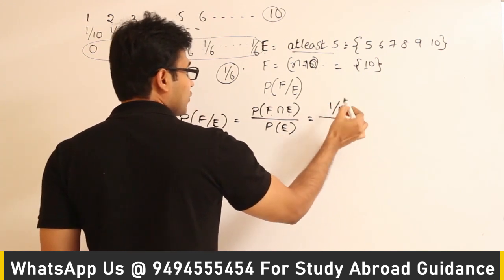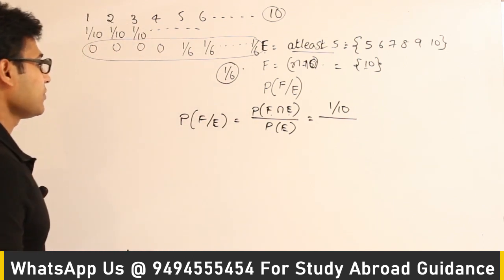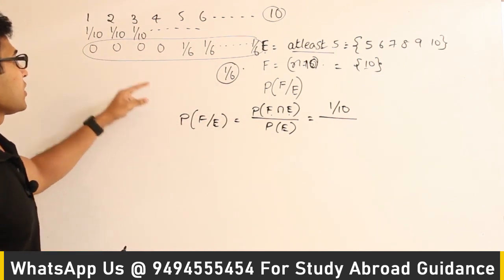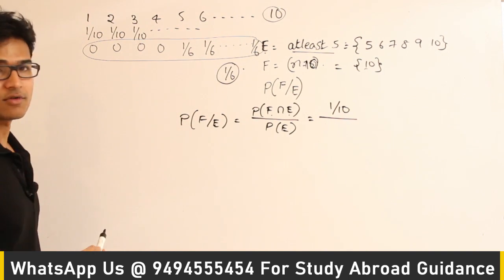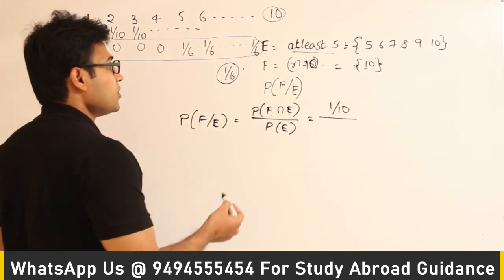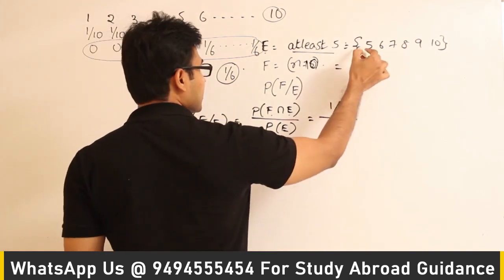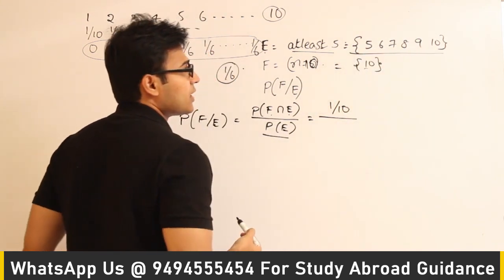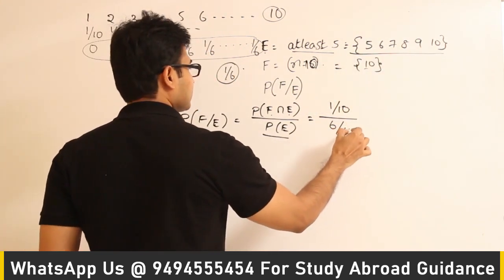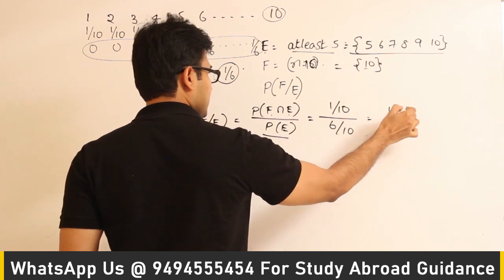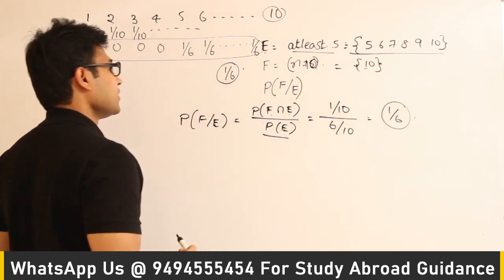Don't get confused. Don't write 1 by 6 here. So when I am writing about the formula, I am talking about the original probabilities, right, which are 1 by 10. And what about P of E? P of E is containing 6 elements, therefore 6 by 10. So it is 1 by 6. Got it? You can answer it either way.